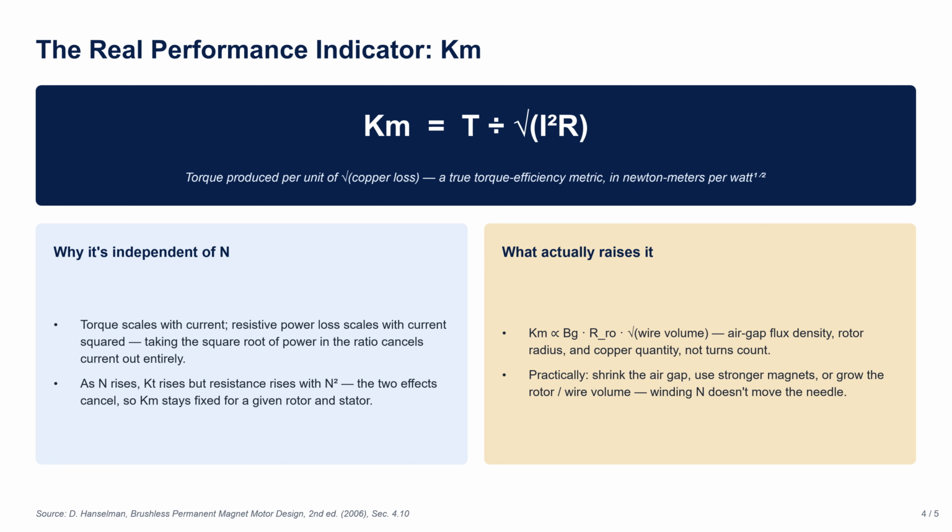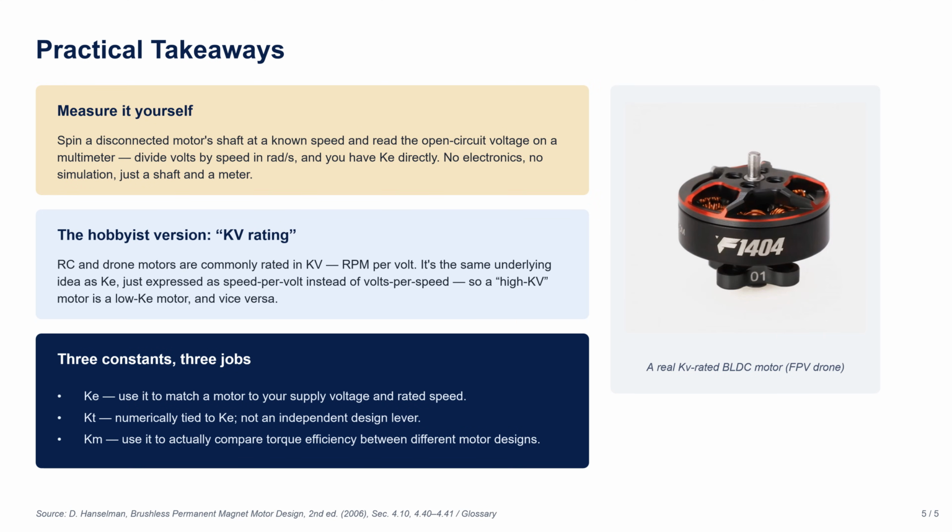Km becomes independent of both current and the number of turns. As N increases, Kt goes up, but resistance goes up with N squared, and those two effects cancel exactly, leaving Km unchanged. So what actually moves Km? Air gap flux density, rotor outside radius, and the square root of wire volume. Practically, that means shrinking the air gap using stronger magnets, or growing the rotor and copper volume, not adding more winding turns. Let's close with 3 practical takeaways.